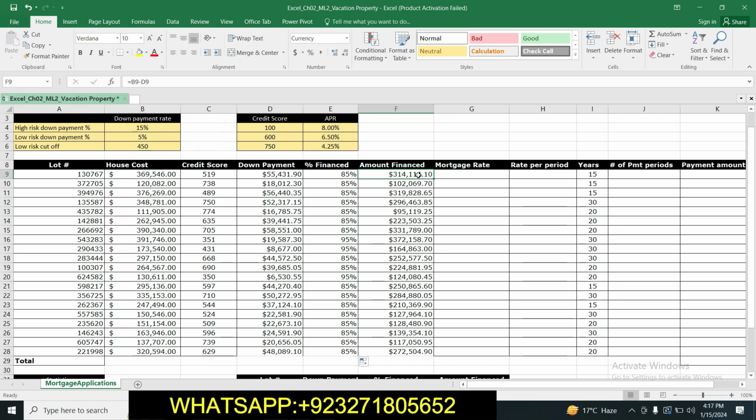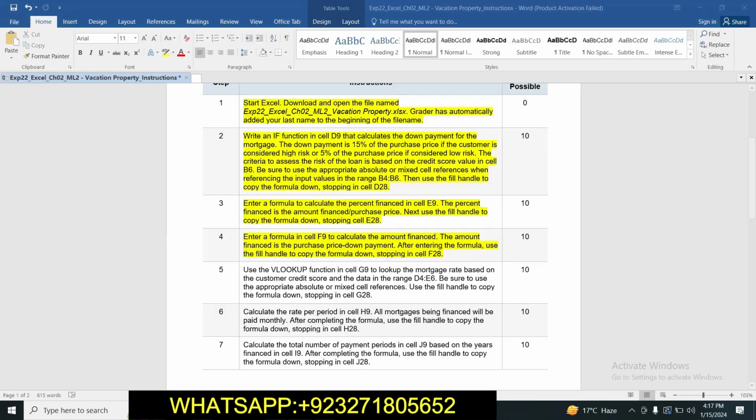In cell F9, we will enter the formula B9 minus D9 that will calculate our amount financed. Our amount financed is calculated by subtracting our down payment from our house cost. It will calculate our amount financed and we will copy this formula. Move to the next step, that is step number 5.